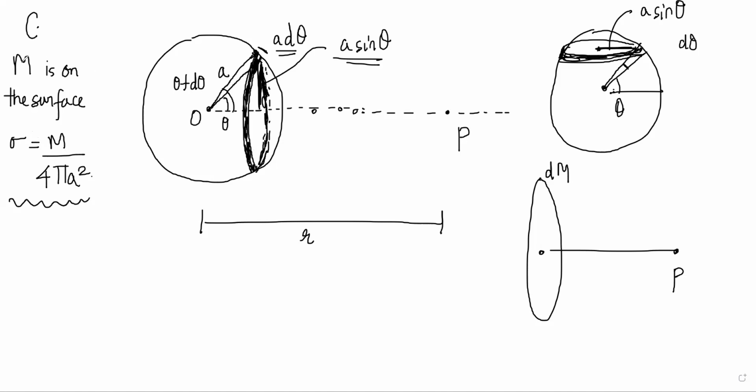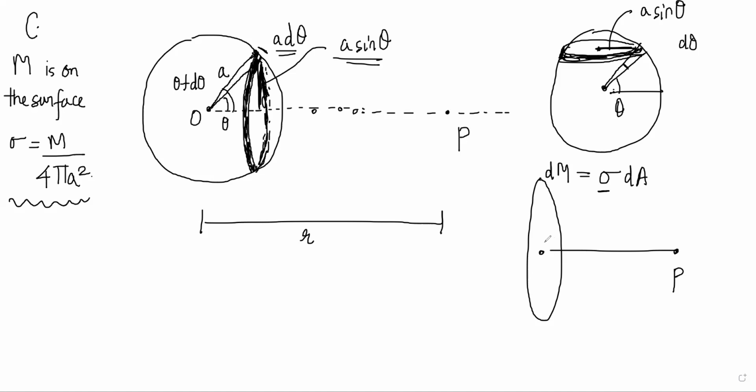The whole mass is on a sphere of size a, therefore area mass density would be this. So to calculate dm, we need to multiply the area of the shell with the mass density. The area of the shell is what we need now.